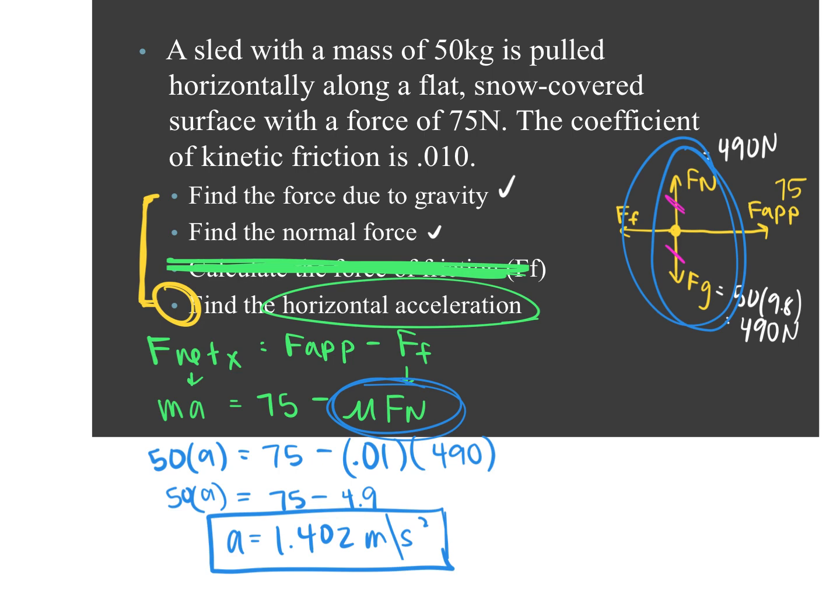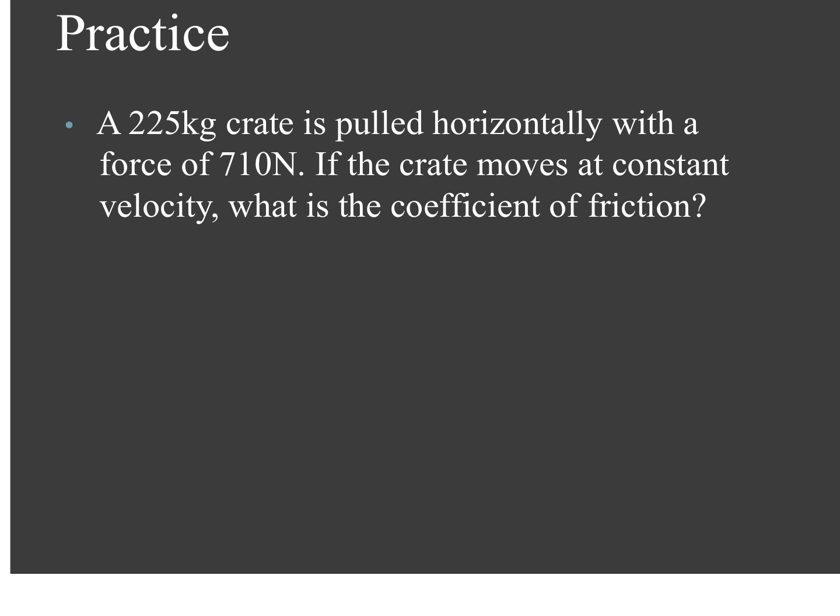Okay, let's try the next one. A 225 kilogram crate is pulled horizontally with a force of 710 newtons. If the crate moves at a constant velocity, what is the coefficient of friction? So first things first, even though you might not always need it, I do encourage you to put a diagram in. We're applying our force this direction, and we've got friction happening in the other direction.